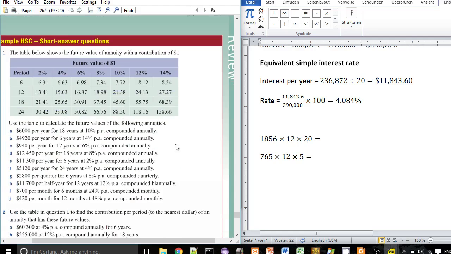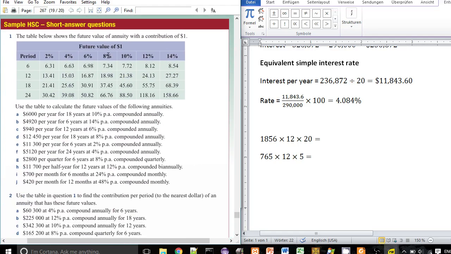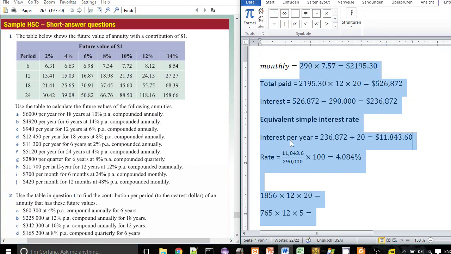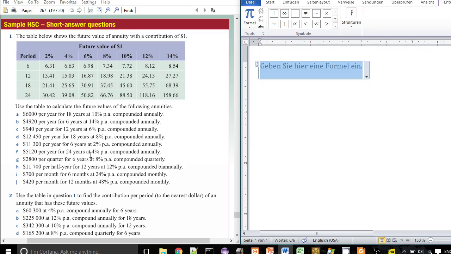Okay? Alright. Okay, so we've got a table. I don't think I'll do all of them. I'll pick and choose. I don't want to do that many. You should get the idea. You're welcome to pause it and do more.